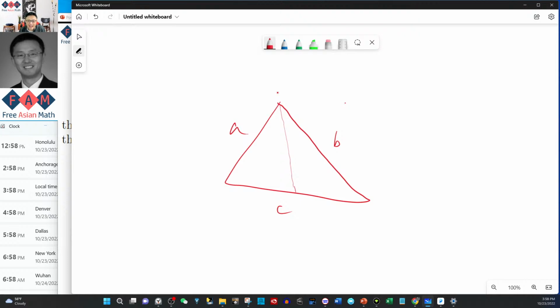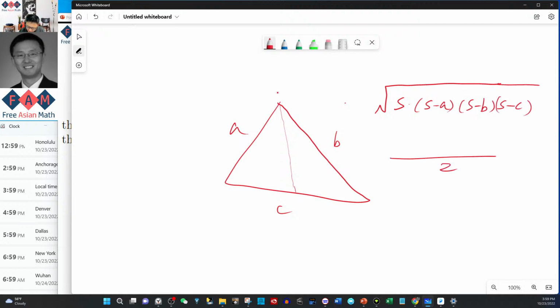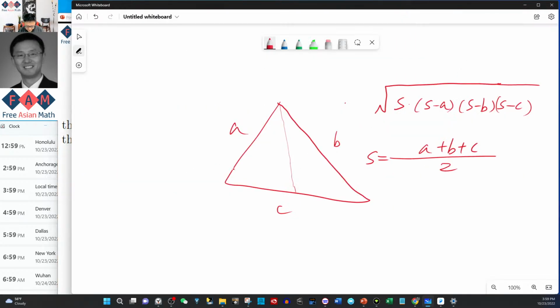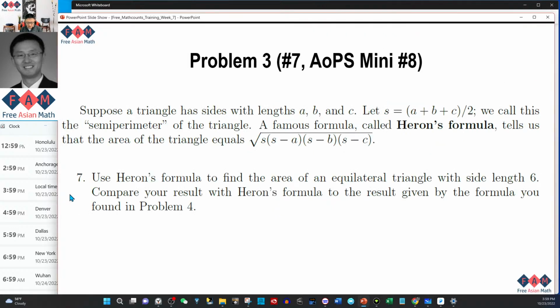In this case, what is the area? Well, that's why you have Heron's formula. Heron's formula says that the area is the square root of S times (S minus A), (S minus B), (S minus C). And what is S? S is just 1/2 of A plus B plus C. Okay, that is the famous Heron's formula.